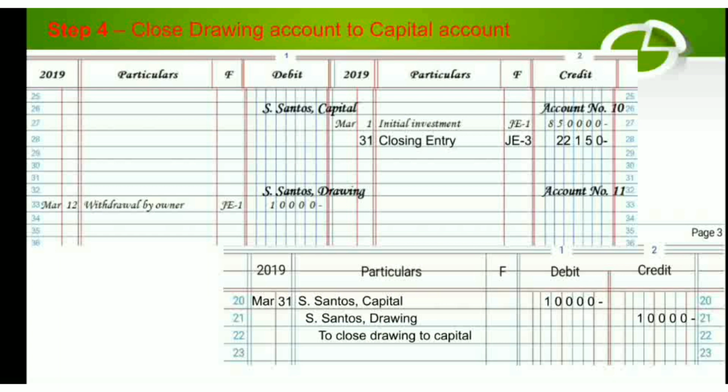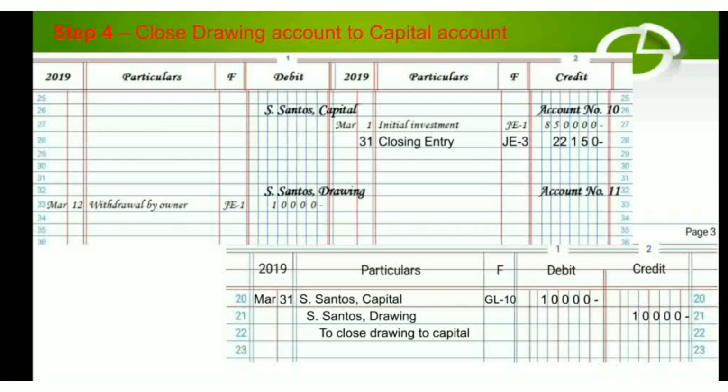And now we will be posting this closing entry to its affected ledger accounts. We'll start with the debit entry, S. Santos Capital, 10,000 pesos. This will be posted to account number 10 of the general ledger. That's why here in the folio column, we will write GL10. And since it is a debit, this will be posted in the debit side of the S. Santos Capital. So here in the date column, we have March 31. And in the particulars, it's the closing entry. For the folio, it's JE3 since this is taken from page number 3 of the general journal. And then the amount is 10,000 pesos.